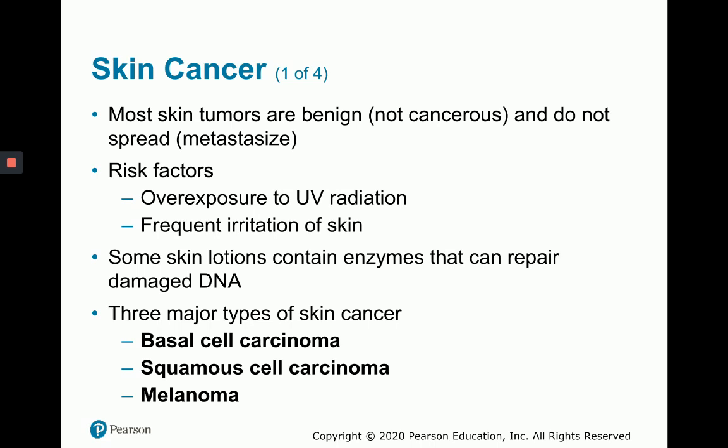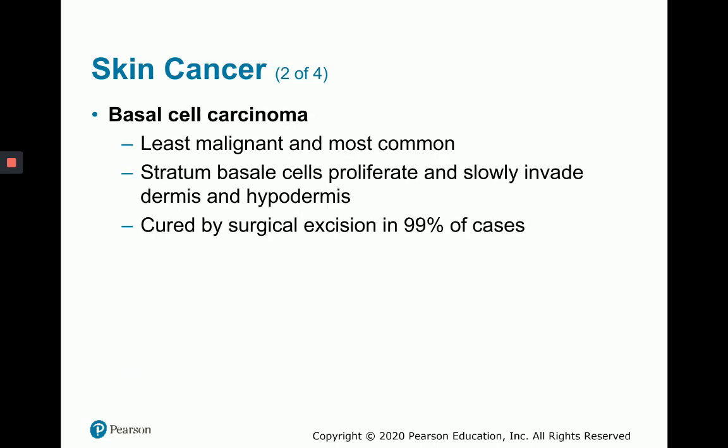and you're not necessarily going to be using skin lotions to treat skin cancer. There are three major types of skin cancer: basal cell carcinoma, squamous cell carcinoma, and melanoma. Basal cell carcinoma, you could say, is the least dangerous, not that it's not dangerous at all, but it is the least malignant, which means cancerous, and it's the most common. But being the least malignant, it doesn't like to spread to other areas. It's the stratum basal cells that proliferate and slowly invade the dermis and the hypodermis. You can cure basal cell carcinoma just by surgical excision in 99% of cases, and that's why it's the least dangerous, because excision itself usually can take care of it.